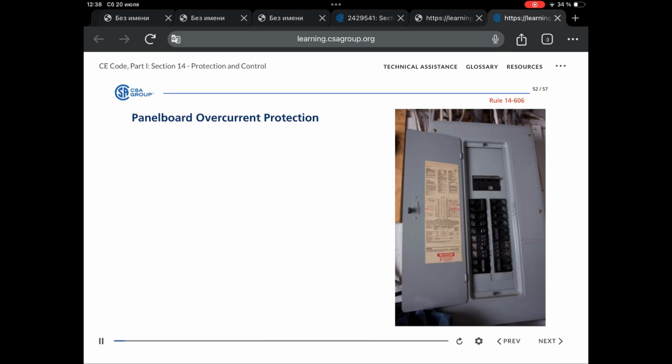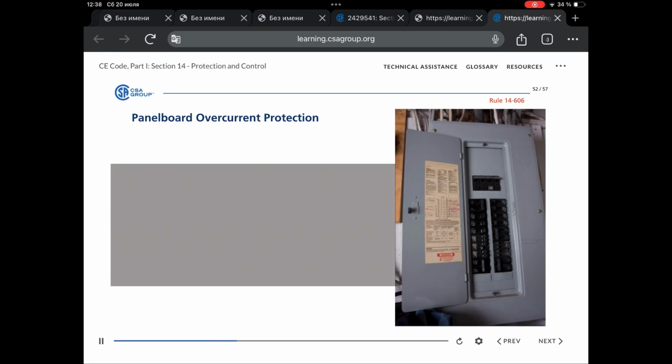Like all other electrical equipment, panel boards have a current rating based on the internal components, such as bus size, lug size, etc. As a result, 14-606 states that the rating of the overcurrent device protecting the panel board cannot exceed the rating of the panel board. The minimum rating of overcurrent device would be determined in accordance with the requirements of Section 8.